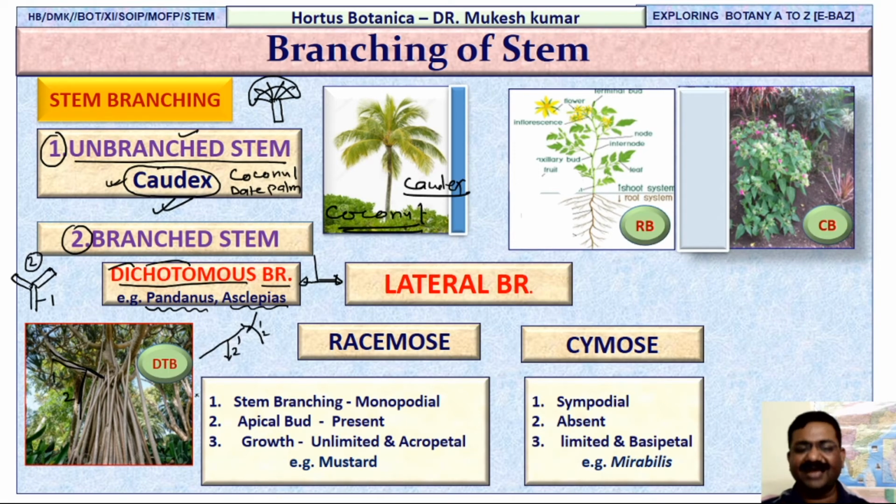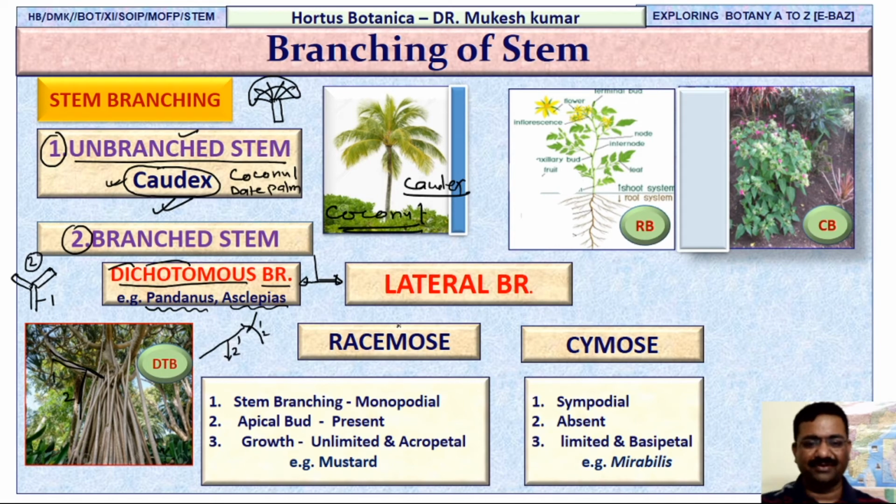It's called dichotomous branching, as we find in the case of Pandanus and Asclepius, right? This is the Asclepiadaceae family. Okay, Calotropis, you all know, a very common example. This is also a member of Asclepiadaceae.